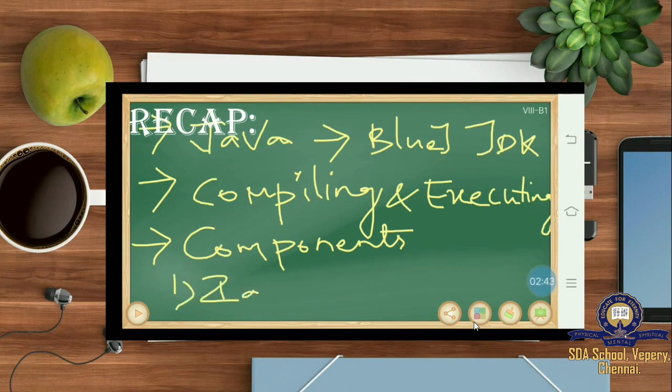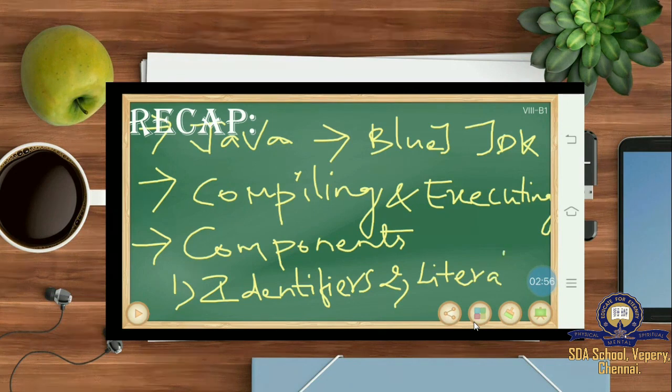And next we saw the components of a Java program. First one, identifiers. They are names by which you can refer to things in your program. Second one, literals, the values which you use in your program. Okay, you understood now, children?